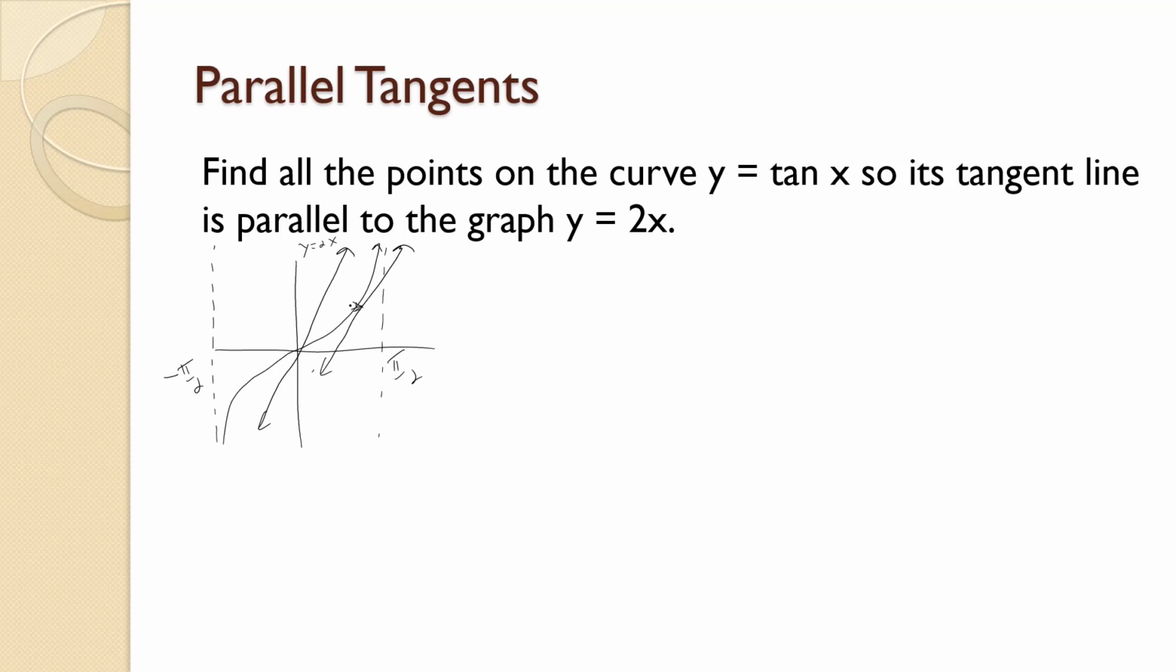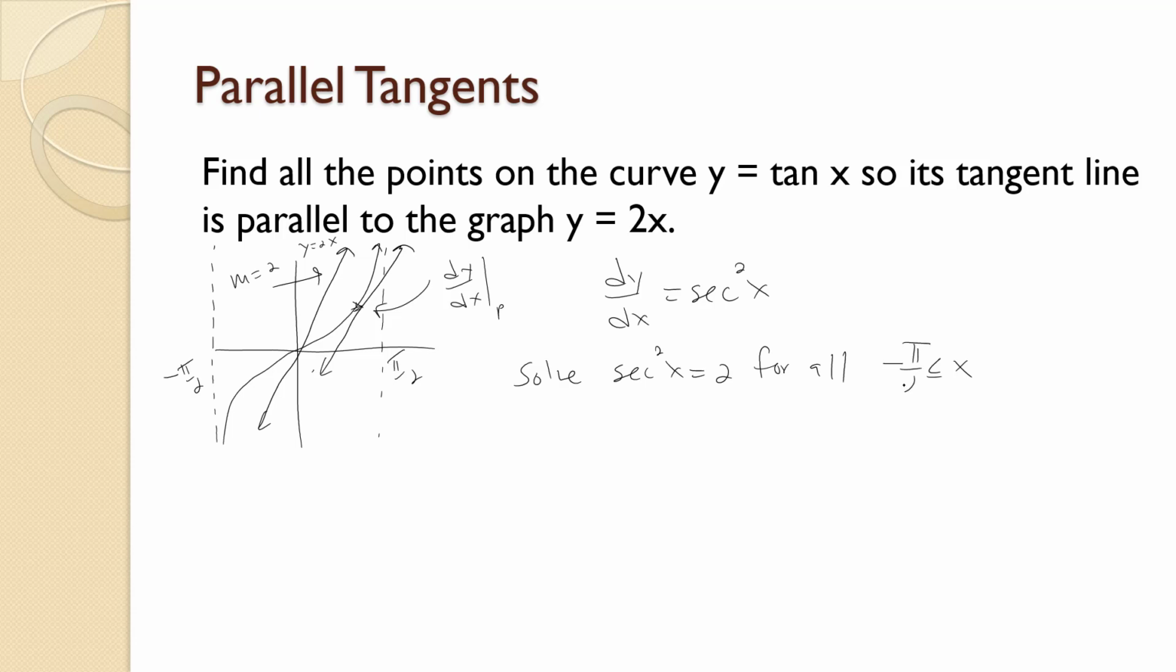So I need a way to connect these two. Well, if they're going to be parallel lines, their slopes are equal. So the slope of the line, though, is easy. It's just 2. The slope of the tangent line is just the derivative evaluated at that point. So let's just go ahead and find the derivative. So the derivative of y in terms of x is just the secant squared of x. So I'll solve that the secant squared of x equals 2 for all x. And I'm only going to look from negative pi over 2 to pi over 2.